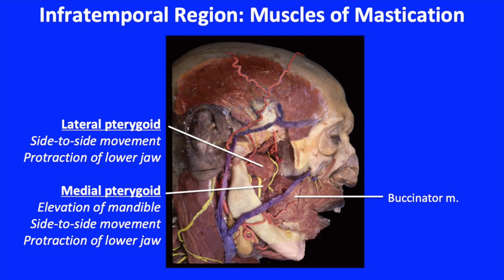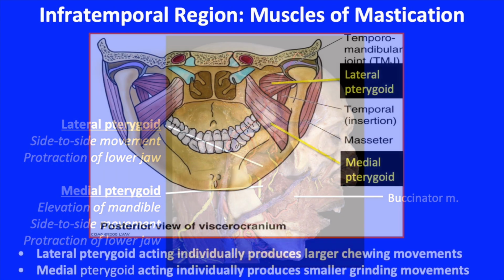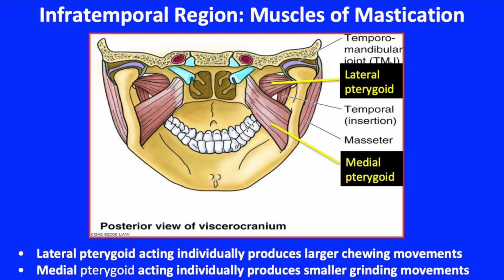Also, do not confuse the pterygoids with the buccinator muscle. The latter is a muscle of facial expression. Finally, in this drawing by Moore, the distinction between the medial and lateral pterygoid muscles can be truly appreciated. It also helps explain how the lateral pterygoid can help with protrusion and side-to-side movements of the mandible, whereas the medial pterygoid will help with elevation and side-to-side movement of the mandible.